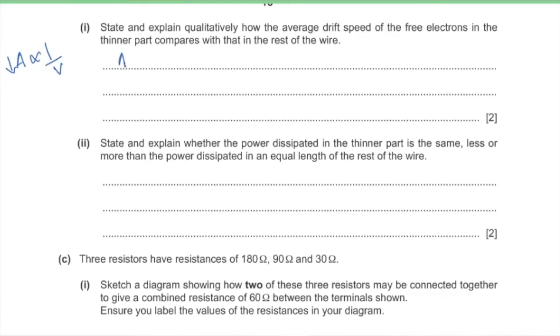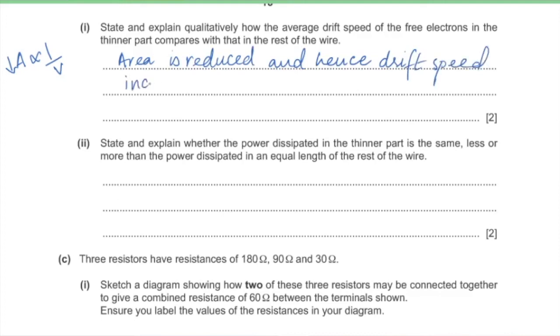So we can write that area is reduced and hence drift speed increases because they're inversely proportional to each other.